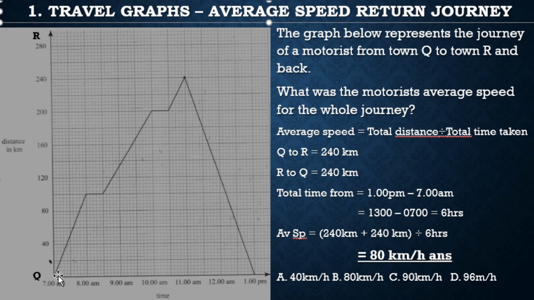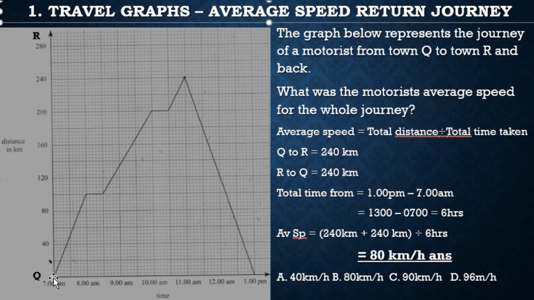The total time you get by going from 7 a.m. to 1 p.m. Time taken, you take arrival time minus departure, that is 1 p.m. minus 7 a.m. Then you convert 1 p.m. to become 1300. Then you subtract 7 a.m., which becomes 6 hours. So 1300 minus 700 becomes 6 hours.